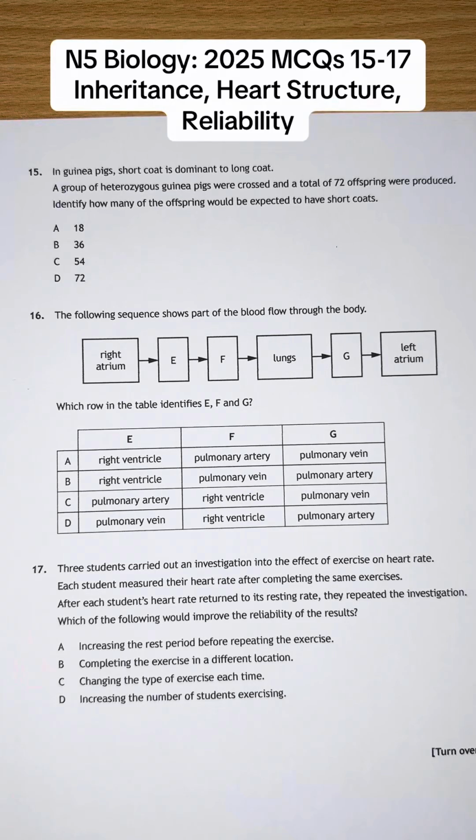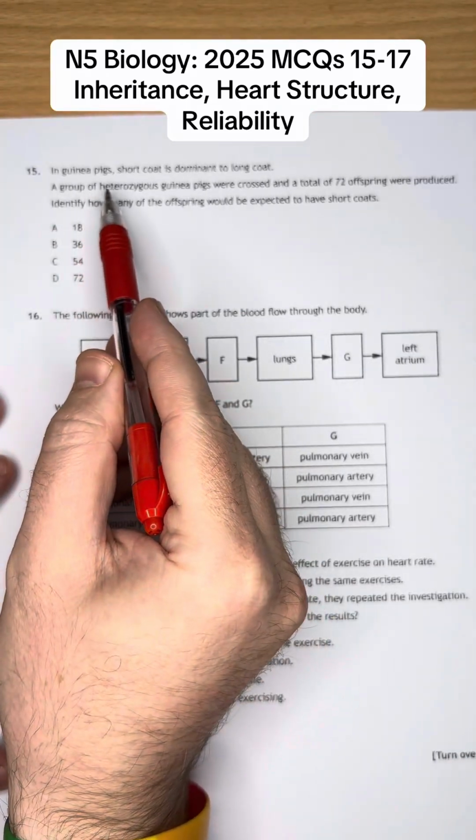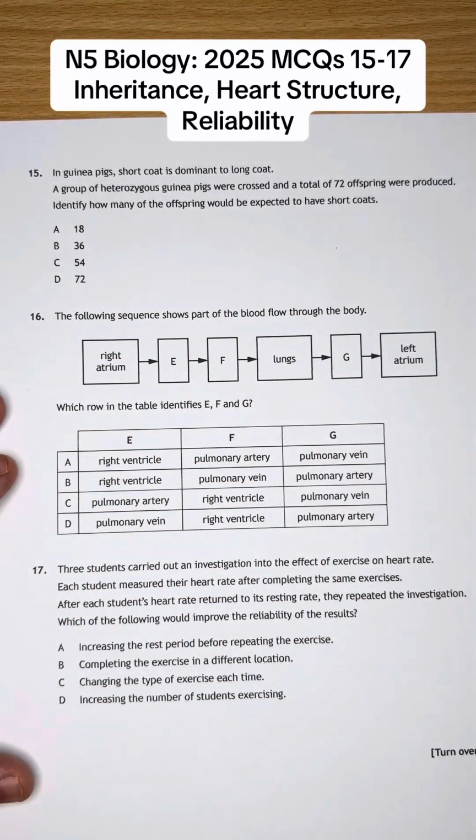National 5 biology students, let's do these multiple choice questions together. So the first one says, in guinea pigs, short coat is dominant to long coat. Okay, so short coat is dominant. A group of heterozygous guinea pigs was crossed and 72 of the offspring were produced. How many of the offspring would be expected to have short coats?